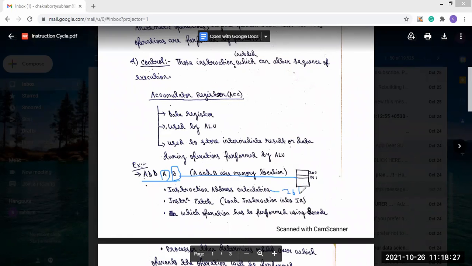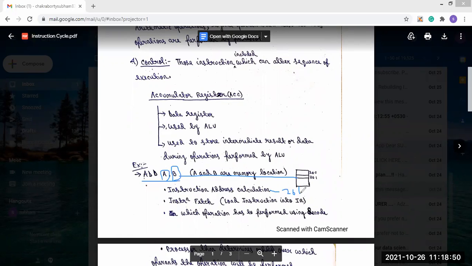We have a special type of register, which we call the instruction register. The instruction is fetched from memory to the instruction register.